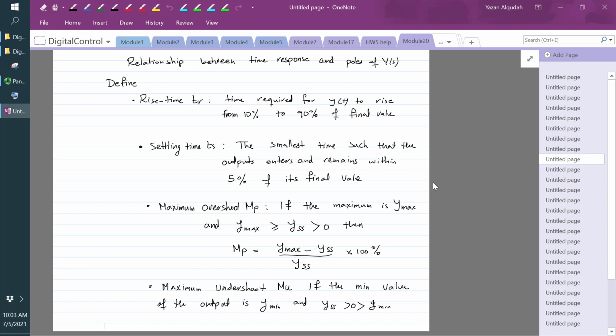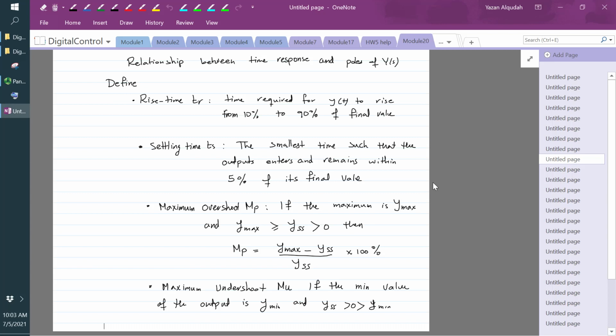And then we have the maximum overshoot. If the maximum of the response is greater than the steady state value of the response, then we define the maximum overshoot as y max minus y steady state divided by y steady state multiplied by 100%.